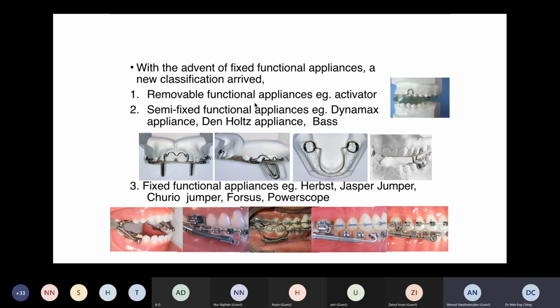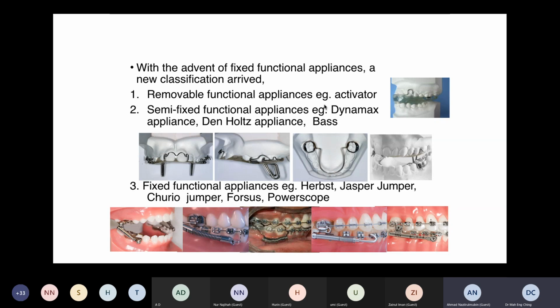But recently, with the advance of technology, we have fixed functional or semi-fixed functional appliances. It means certain components are fixed on the teeth, and you cannot remove them. So we have this new classification that arrived after the fixed functional appliance was invented.